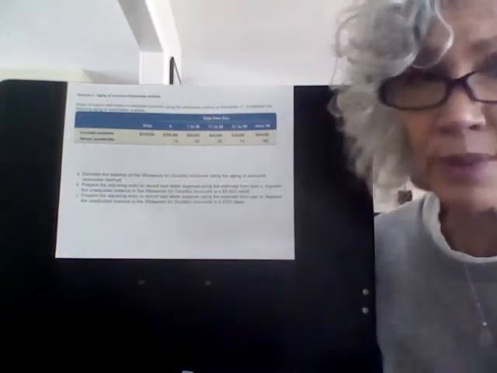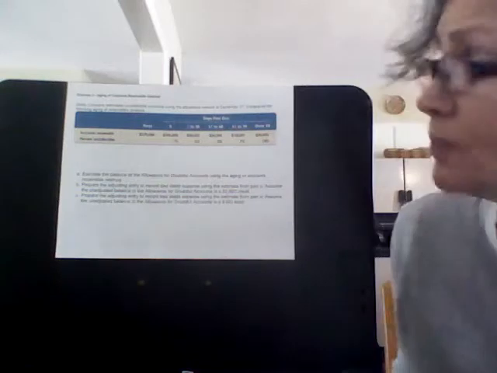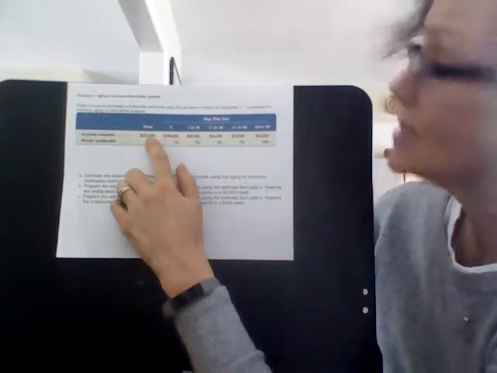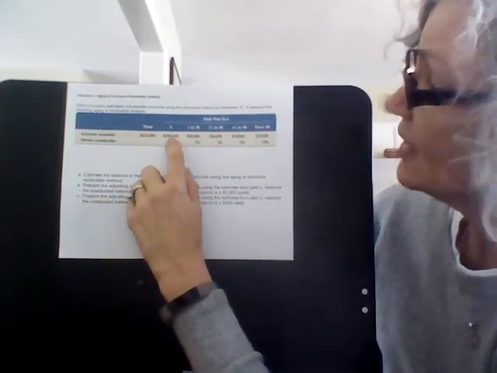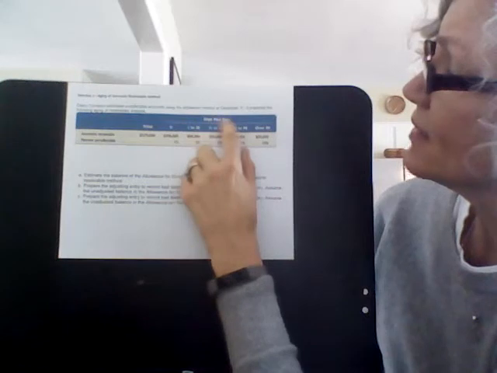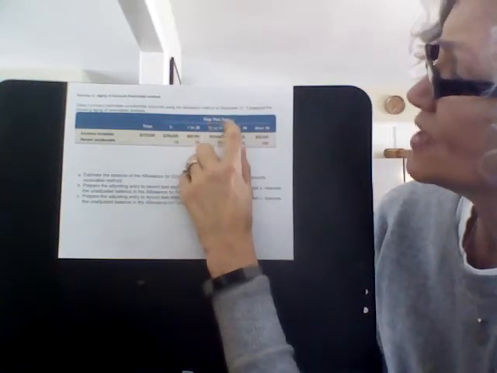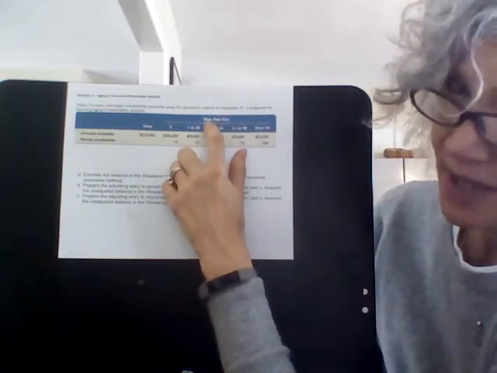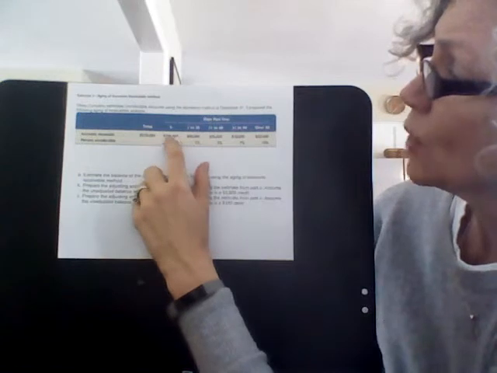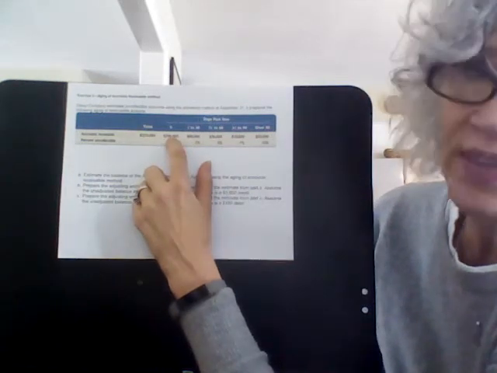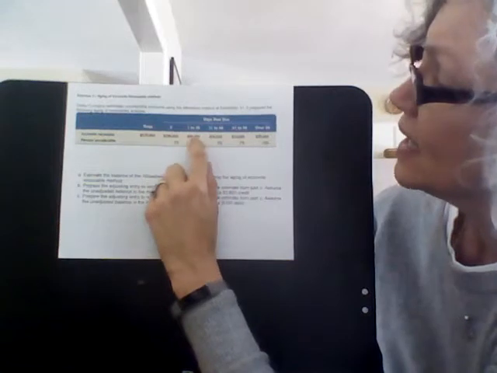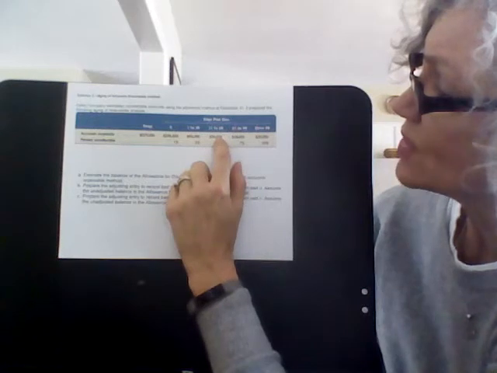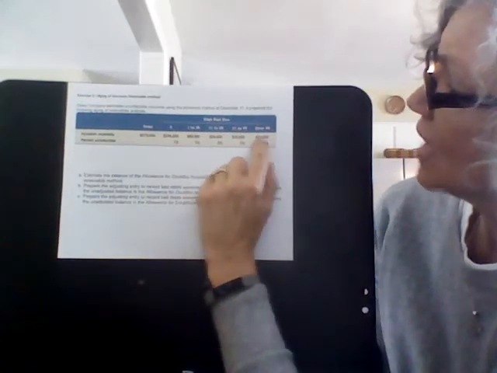So if you look at this problem that I posted for you, you will see that we've got $570,000 total that our customers owe us. $396,000 is not overdue. Notice that this heading says that this is how many days past due. It's not how many days have gone by since we sold them stuff. It's how many days are past due. So if you're not past due, that means you're somewhere within that 30 days that you were supposed to pay us. Then we've got people 1 to 30 days overdue. We've got accounts that are 31 to 60, 61 to 90, and then over 90.